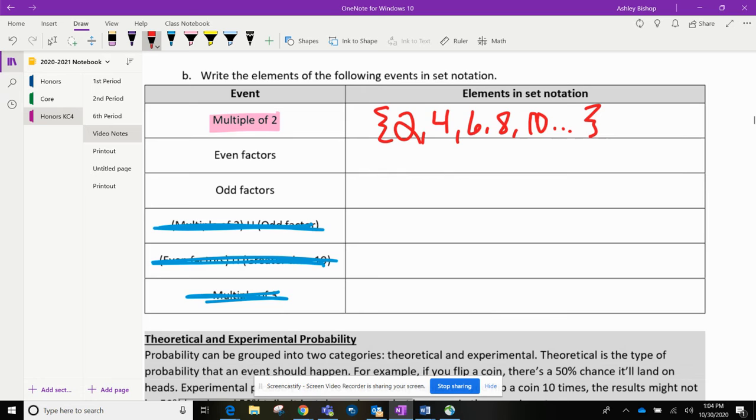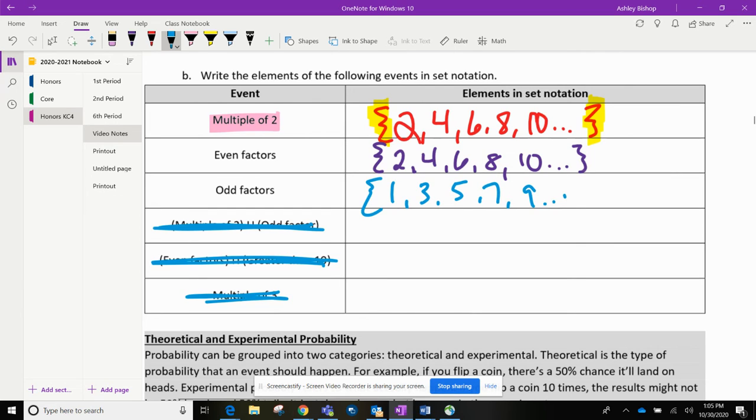But you want to make sure that you have the set notation, and don't stress yourself out if you can't make the brackets. It's pretty hit or miss for me, but you want to make sure you make some sort of brackets. Even factors are all my even numbers, 2, 4, 6, 8, 10, again, if there's more, we can put ... And then odd factors, 1, 3, 5, 7, 9, ... So your key takeaway is, can you put things in set notation?